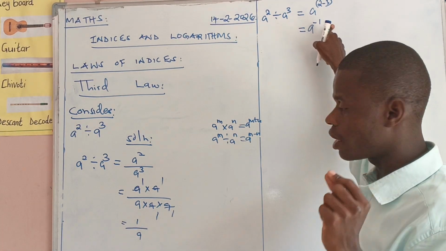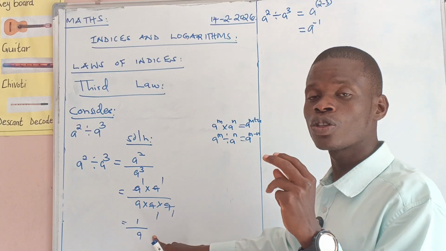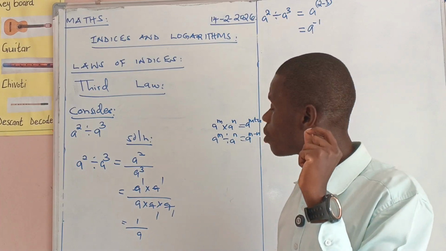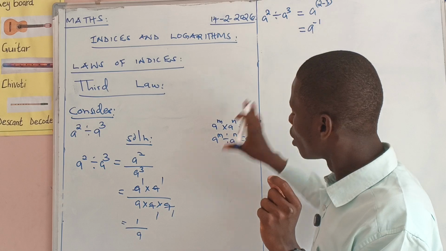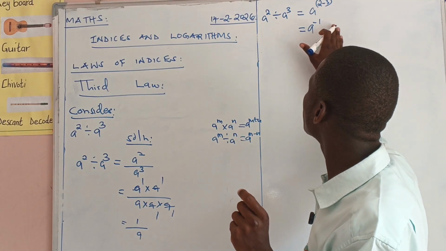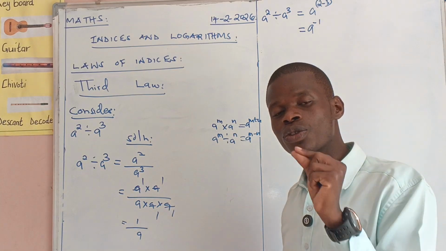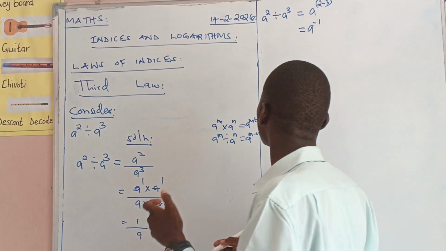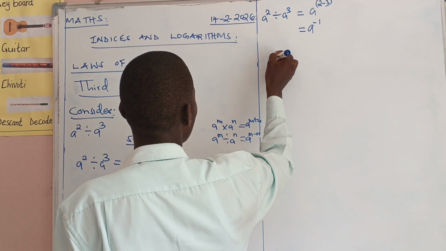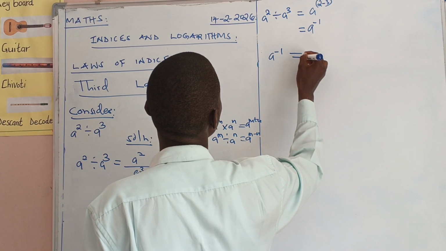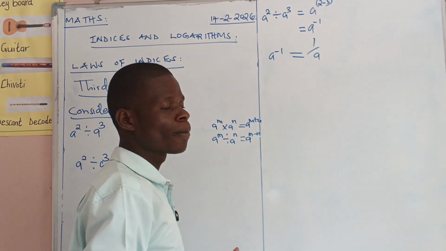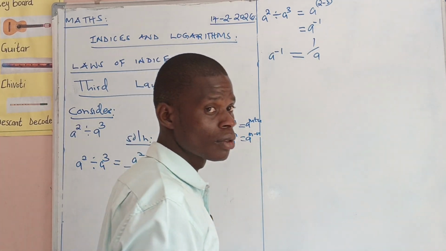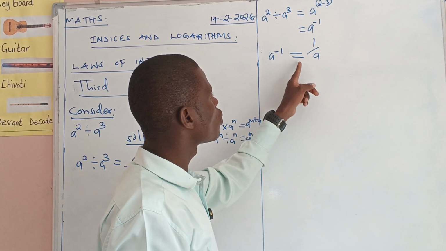Now, this one used the laws of indices. And this one, if I didn't use the laws of indices, I just divide manually, I have 1 over a. Since 1 over a is proving a raised to power negative 1, they must be the same. Since we know that using the laws of indices and dividing manually must give us the same answer, we can now make a conclusion. We can conclude and say a raised to power negative 1 is equal to 1 over a. Are you getting that? a raised to power negative 1 is equal to 1 over a.